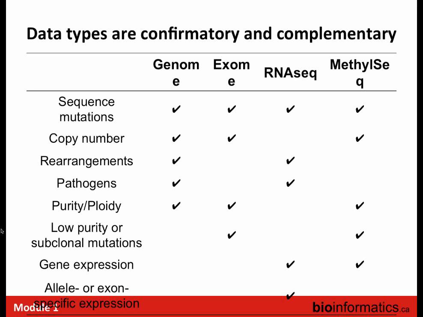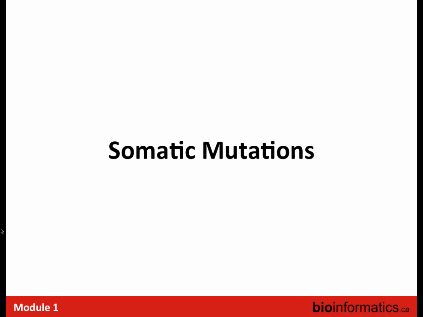So I'm going to go briefly into all these various sources of genome variation, and show data examples of what a mutation looks like, what a copy number variation looks like, and so on. Beginning first with somatic mutations.